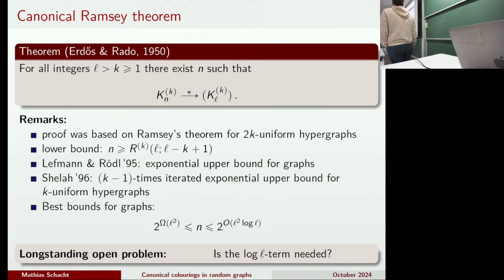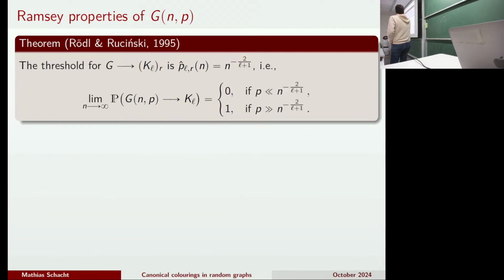Okay, so now we have seen normal Ramsey theory and canonical Ramsey theory. Now we have to bring it to the random graph. In the random graph, I already mentioned a little bit, one of the main results, let me state it in the special form for cliques, goes back to Rödl and Ruciński, also from the 90s, and they determined the threshold when the random graph has a Ramsey property for KL.